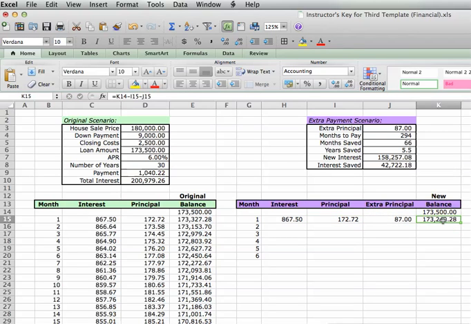And there you have it. That new balance is different than the original balance. And I believe if we've got it running correctly, we just need to test drive it for a few months. So let's highlight all 4 of these cells. Let's pull it down carefully.